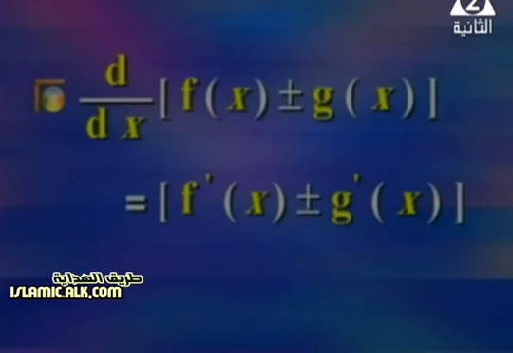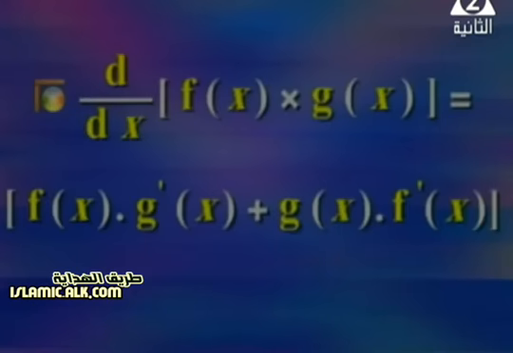differentiation of each function. Look at, dear student, d over dx of f of x times g of x, the product of two functions. What is the rule? The first, f of x, times differentiation of the second, plus the second times differentiation of the first. Remember, dear student, when we multiply f of x and g of x and define the differentiation of the product of two functions, the rule is: write the first function times differentiation of the second plus the second function times differentiation of the first function.